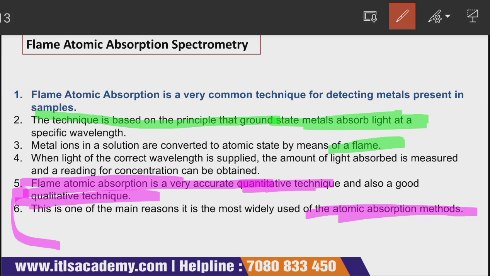So here in this slide, you can see there are two questions. First, what do you understand by atomic absorption spectrometry? And second, what is the main reason why this technique is widely used? The answer for this is point number 5.